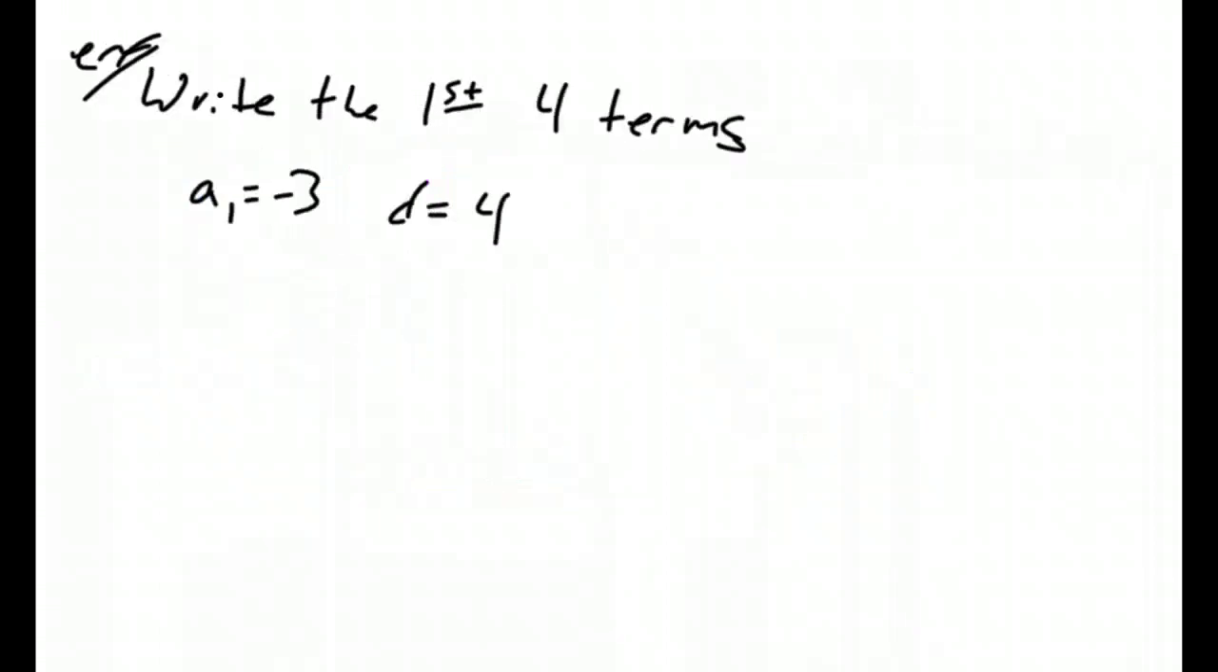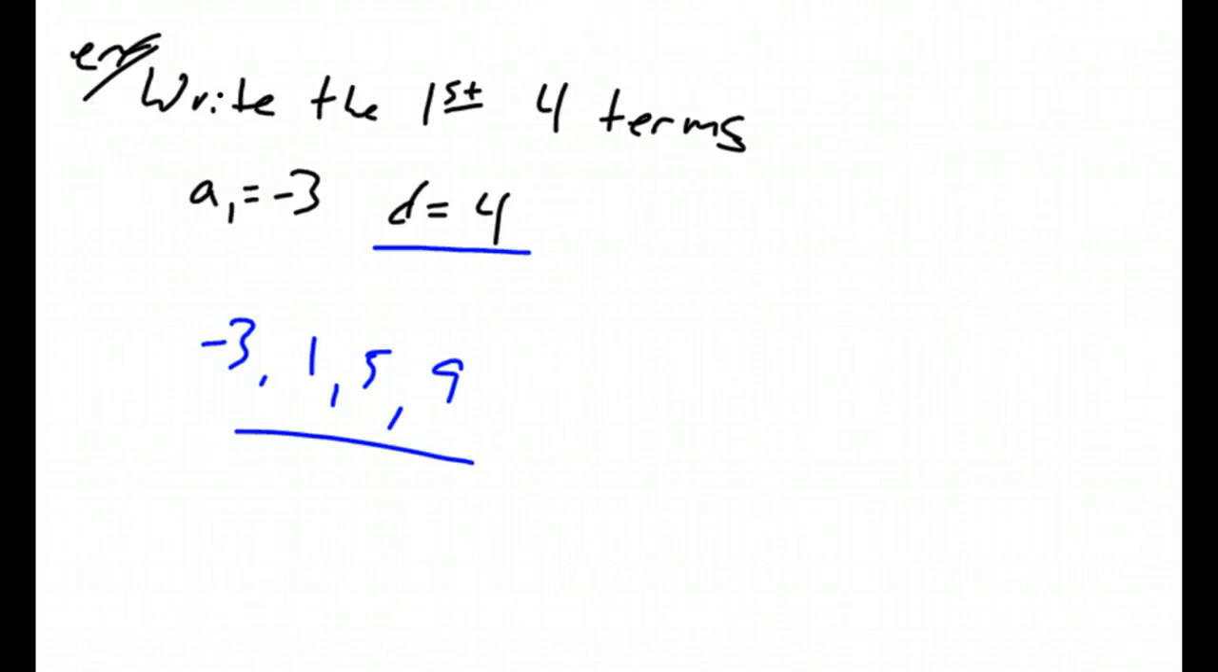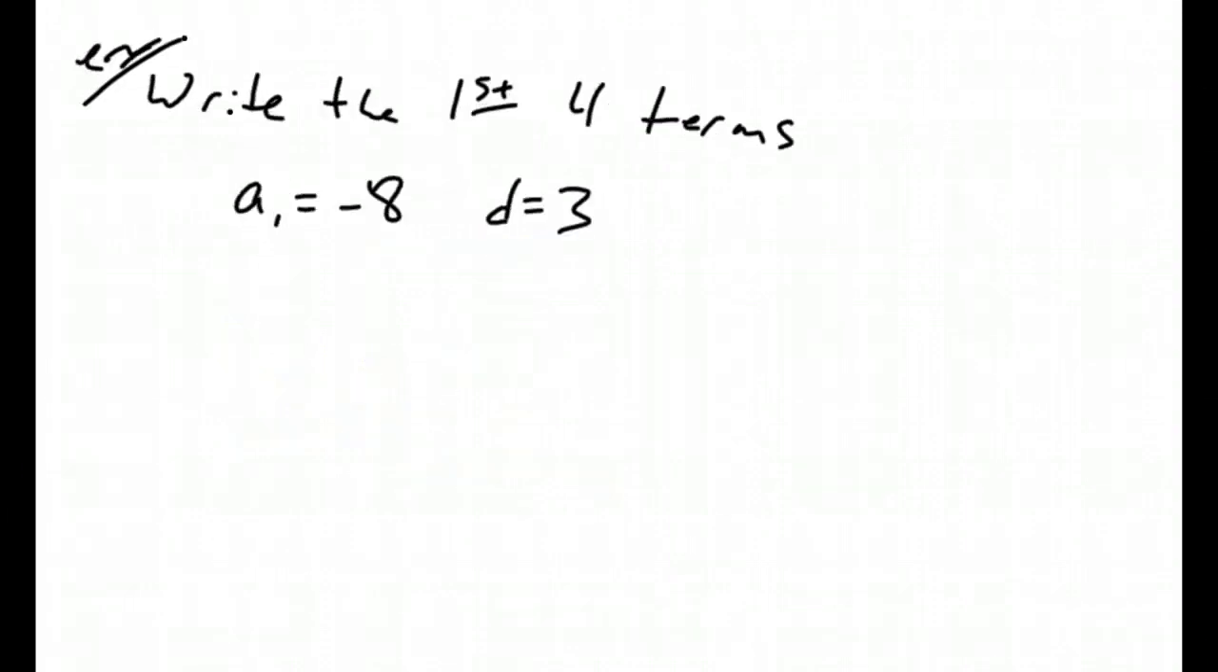Okay, one type of example you will see in this section is it gives you the first term, it tells you the difference, and it wants you to write the first 4 terms. Well, we know our first term is going to be negative 3. If we know our difference is 4 and it's positive, then I'm just going to add 4 each time. So negative 3 plus 4 is 1, plus 4 is 5, plus 4 is 9. There's 4 terms.